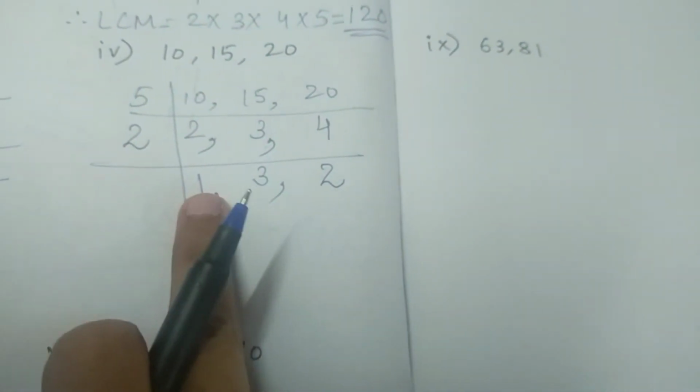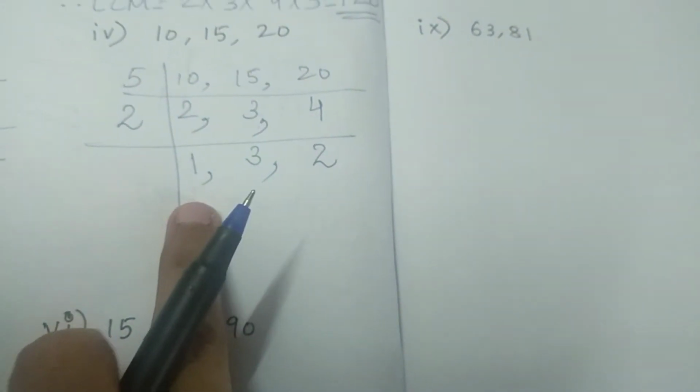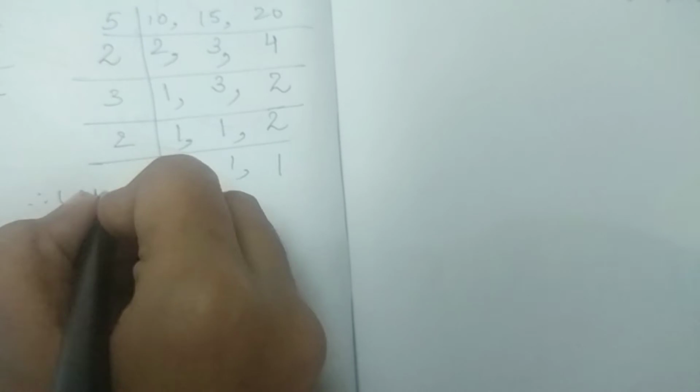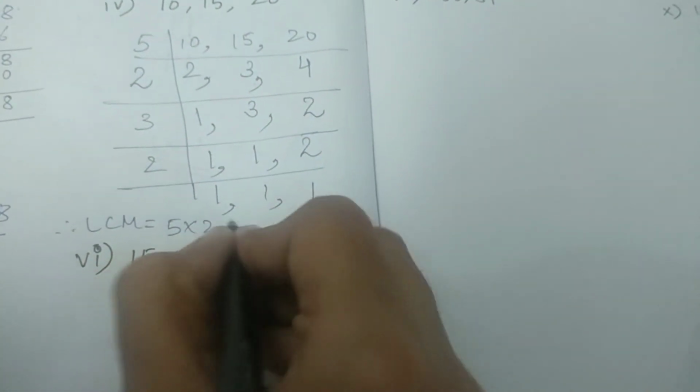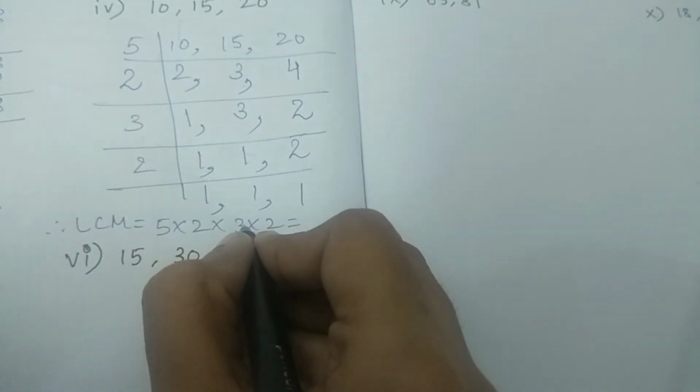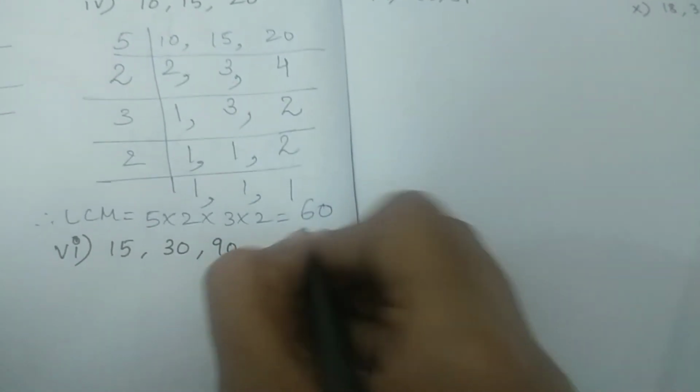We got here 1. So we do not have to factorize this 10 further. Let's move ahead with 3. 3 1s are 3. 2 I am writing here as it is. Now only 2 is remaining, so 2 1s are 2. We got here 1. Therefore our LCM is 5 into 2 into 3 into 2, which is 5 2s are 10, 10 3s are 30, 30 2s are 60.